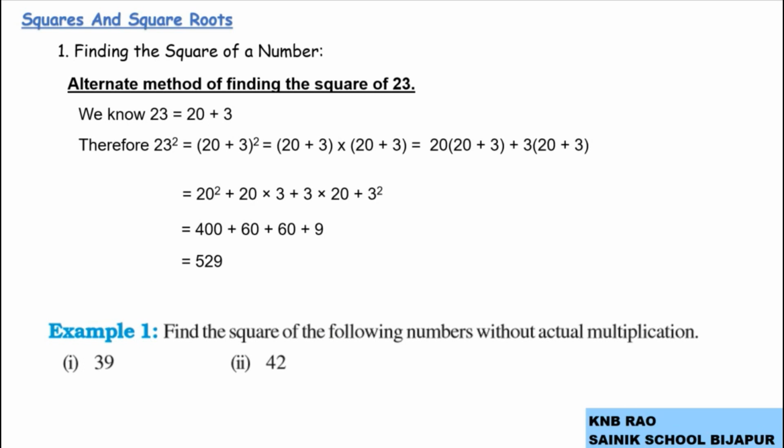How will you write 39 square? It can be written as 30 plus 9 whole square. Next, how will you write 42 square? 40 plus 2 whole square. Pause the screen and find out the answer.